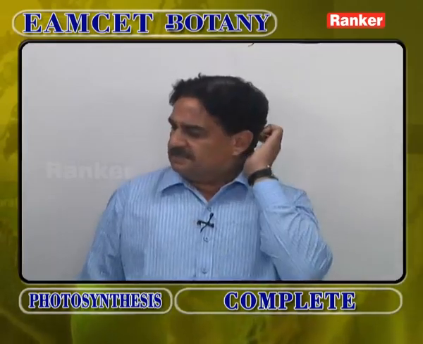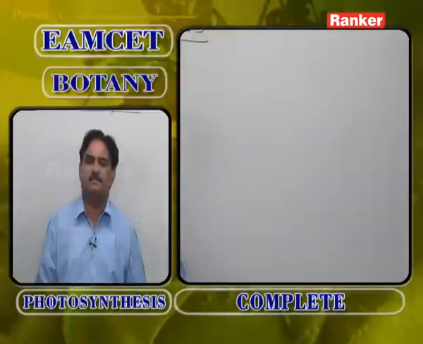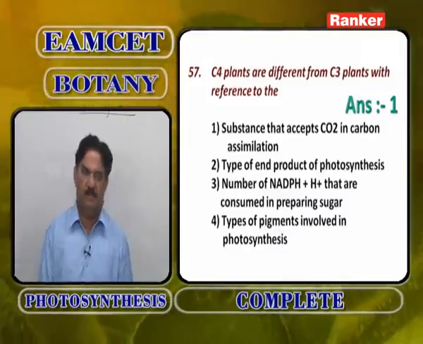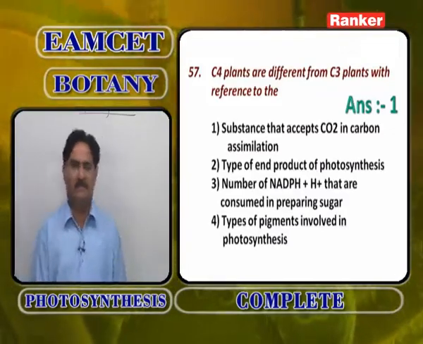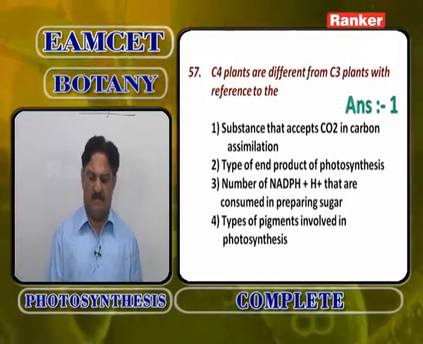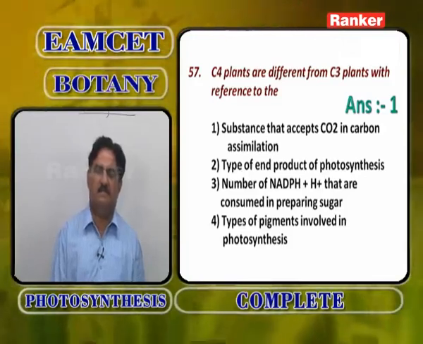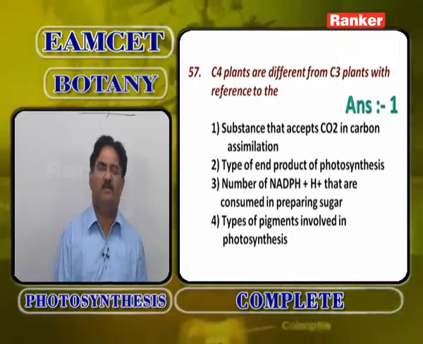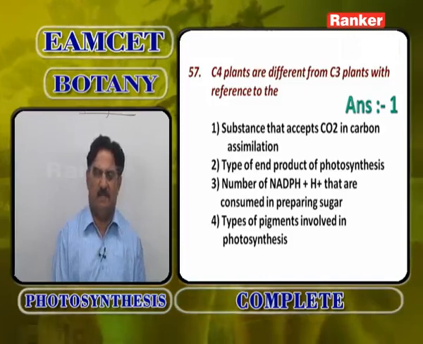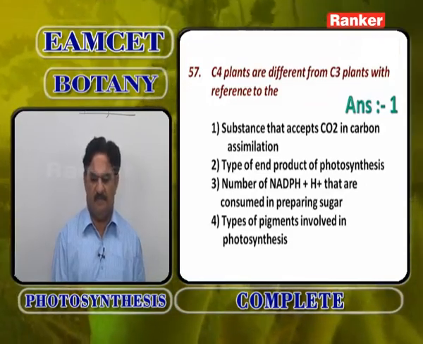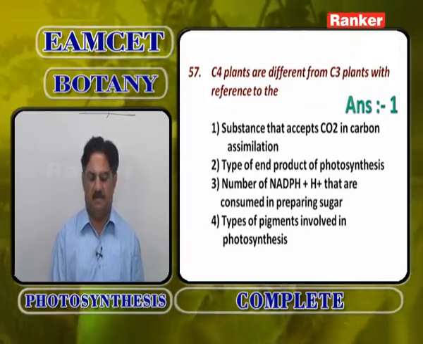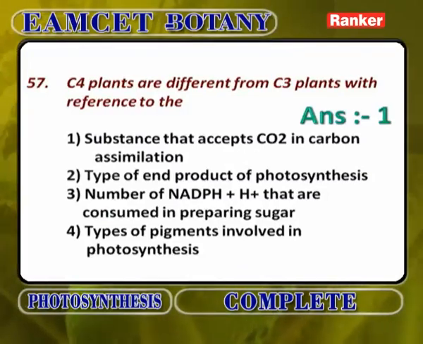The substance that accepts CO2 in carbon assimilation in C4 plants is PEP, phosphoenol pyruvic acid. The substance that accepts CO2 for carbon assimilation in C3 plants is RuBP, ribulose 1,5-bisphosphate. Here the basic difference lies between C4 plants and C3 plants. So C4 plants are different from C3 plants with reference to the substance that accepts CO2 in carbon assimilation. First option.